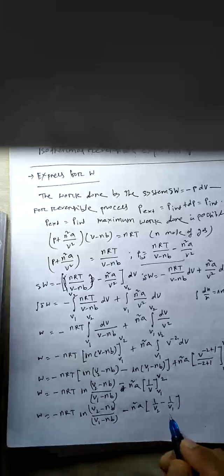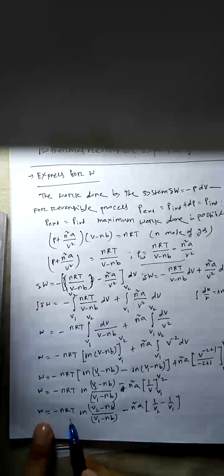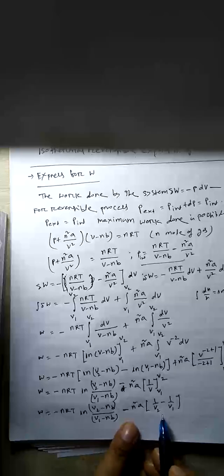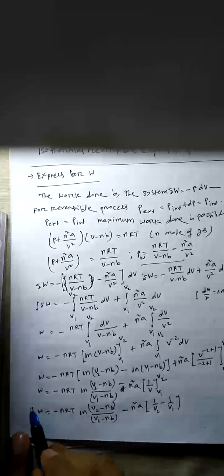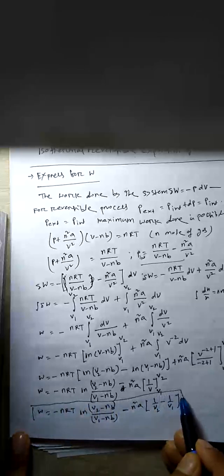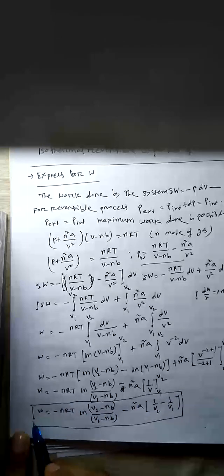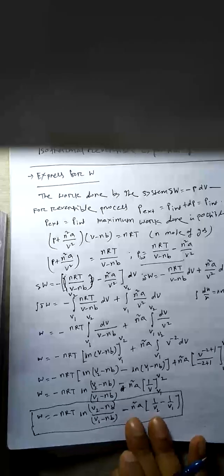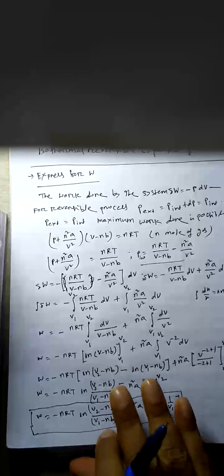Now this is the W. This is the expression for W: W is equal to minus nRT ln (V2 minus nb) divided by (V1 minus nb), minus n square a times (1 by V2 minus 1 by V1). This is the work done for reversible isothermal expansion of a van der Waals gas. This is the formula for the work done.